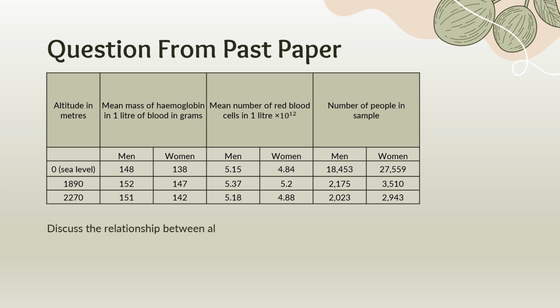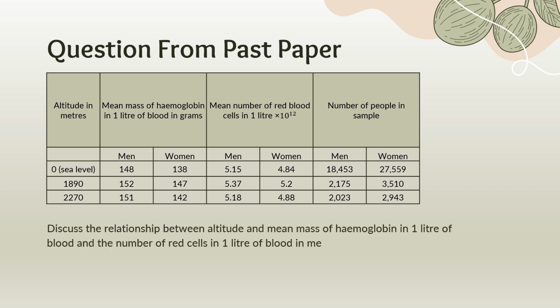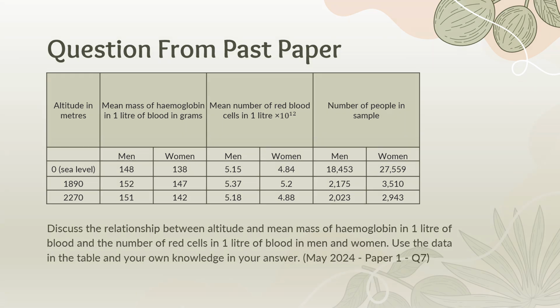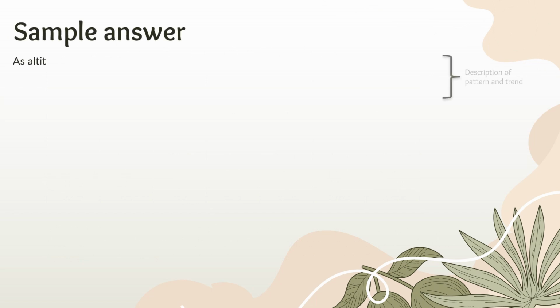Here's a sample question from May 2024. Here we can see a table with numerical data, and we need to discuss the relationship between altitude and mean mass of hemoglobin as well as altitude and mean number of red blood cells. Let's look at a candidate's answer that scored full marks.